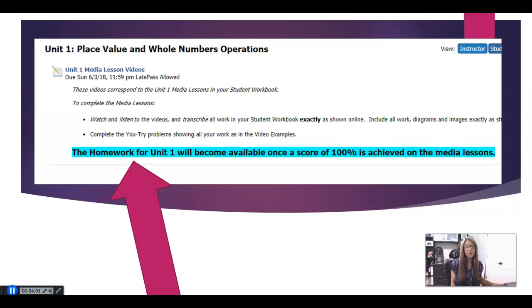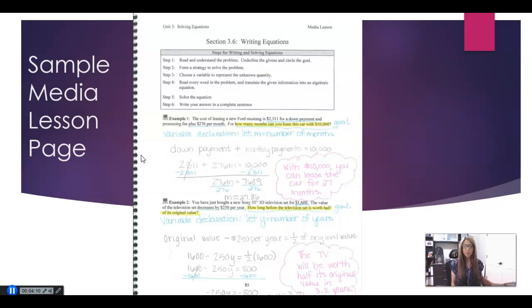So it's kind of like a video game. Once you complete one level, the next level will unlock. So after you complete the media lesson, then you're ready to complete the homework. While you're working on the media lesson, you want to be taking notes in the student workbook. The pages in the student workbook align with the videos you're going to watch in the media lesson, and there's plenty of space for you to take detailed notes.